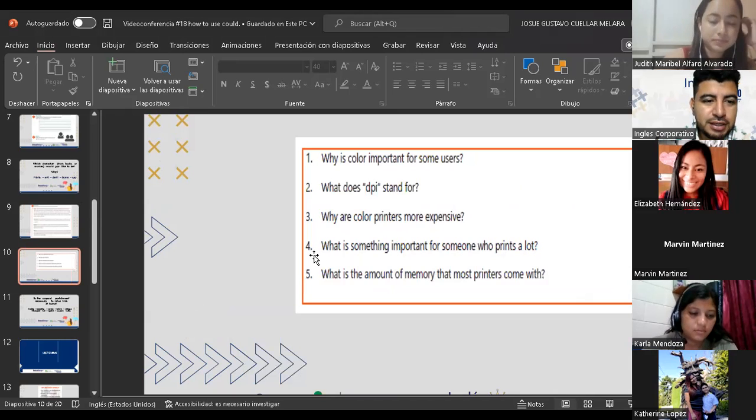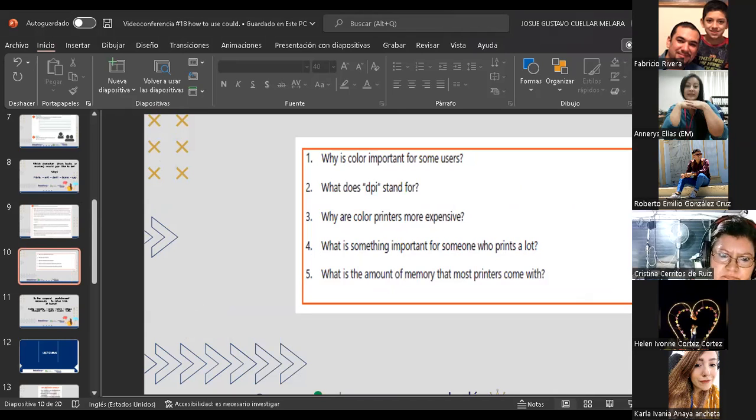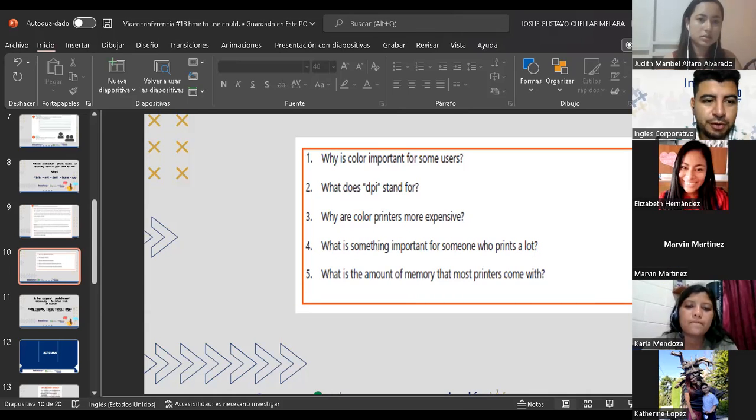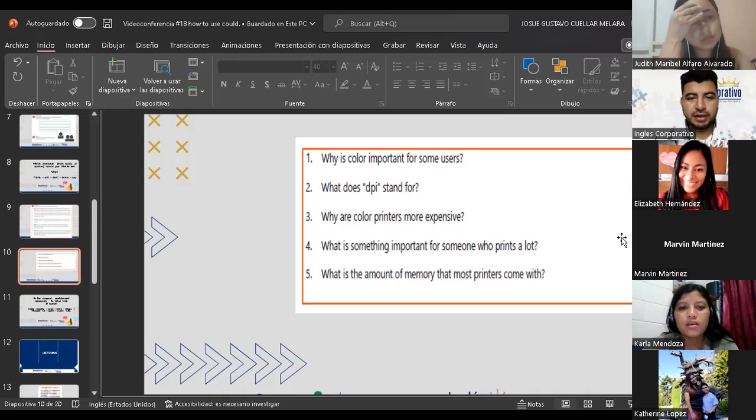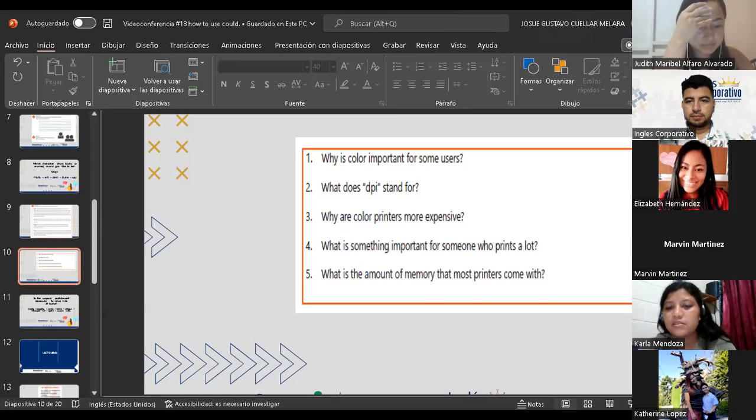And the last one, let's listen to, I don't know if Jocelyn is ready. Or if not, we go also. We have some other options here. Okay, Carly, 4. Number 5. What is the amount of memory that most printers come with?